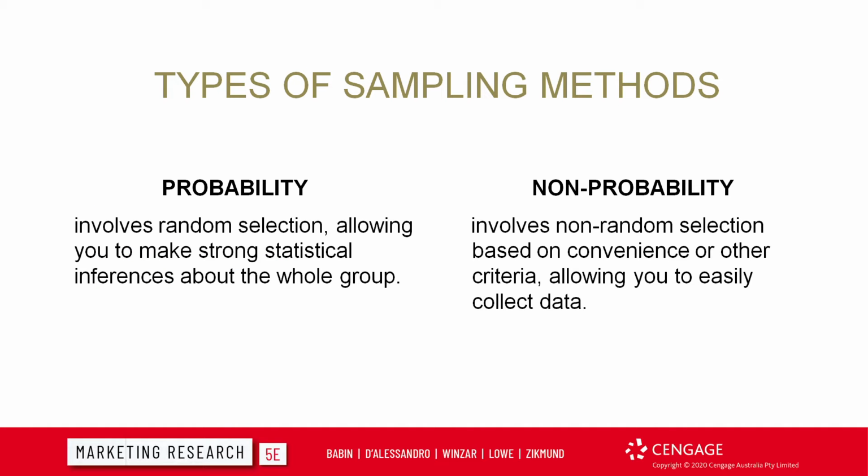There are two types of sampling methods used, which are probability and non-probability sampling. Probability sampling involves random selection, allowing you to make strong statistical analysis and result inferences about the whole group, whereas non-probability involves non-random selection based on convenience or other criteria, allowing you to easily collect data.